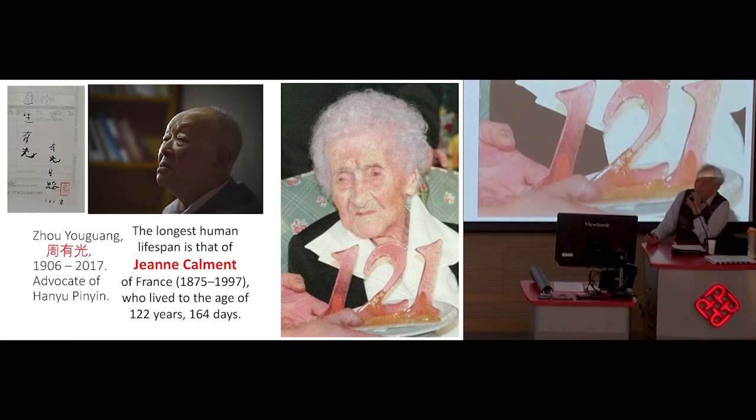These are people whose brains have shrunk also. The longest human lifespan is from Carmel. It is 122 years. This is somebody that Chinese linguists would know, Zhou Youguang. He's the one that advocated the pinyin that we all use. He lived 111 years. And this is something that he wrote when he was 111 years old. So these people, as far as we can see, were still quite functional late in their lives.